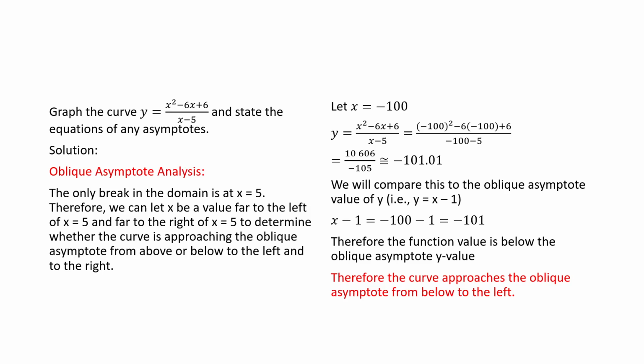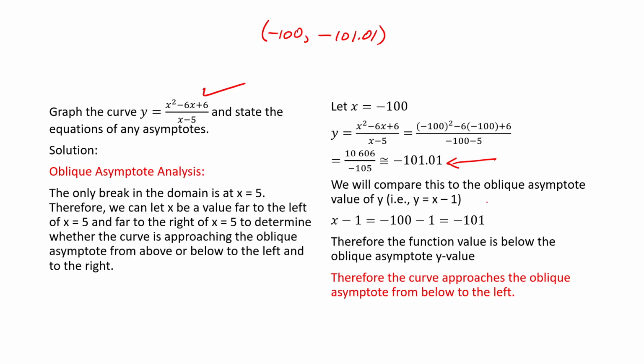Now, let's do an oblique asymptote analysis. This is going to be kind of similar to a horizontal asymptote analysis, where we're going to let x equal negative 100 and see what y equals. Well, when we let x equal negative 100 and plug it into the function expression, we get a y-coordinate of negative 101.01. That tells us that the point negative 100, negative 101.01 is a point on our curve.